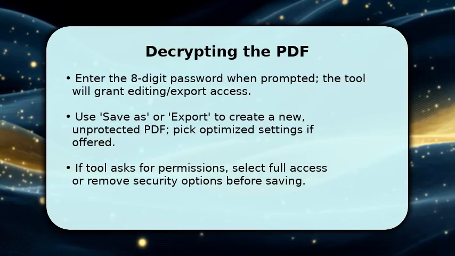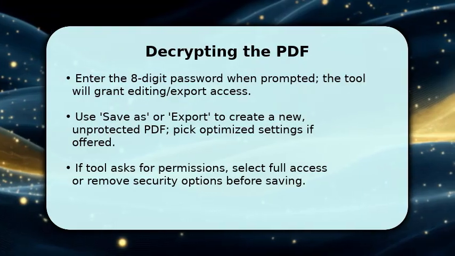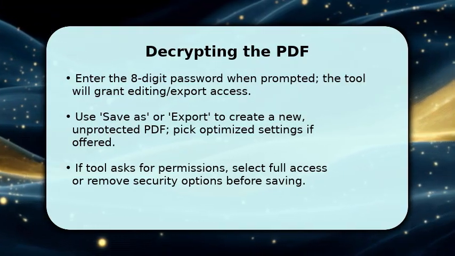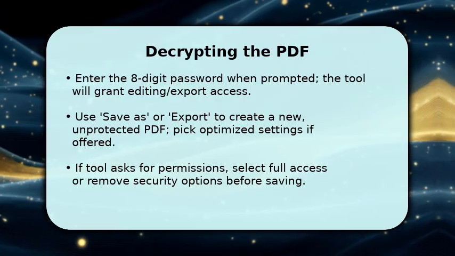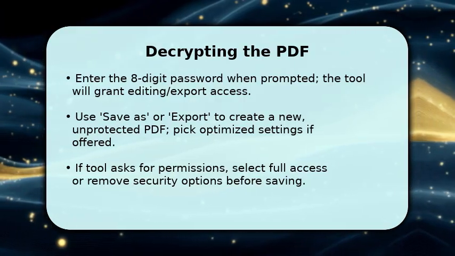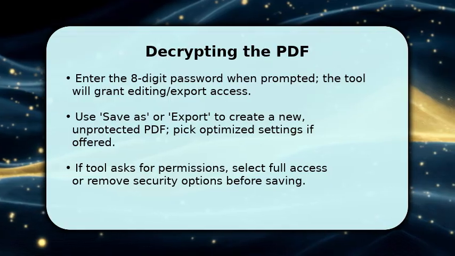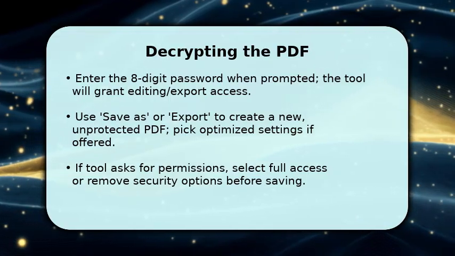Once you have opened the locked PDF by supplying the correct 8-digit password, navigate to the Security or Permissions section of the PDF tool. You want to remove encryption or change security to no security. That tells the app to drop the password requirement.